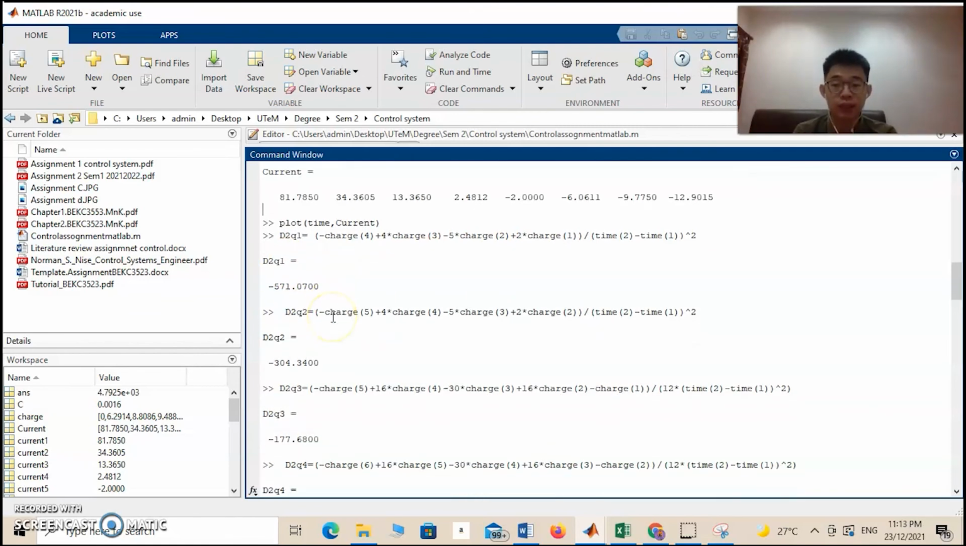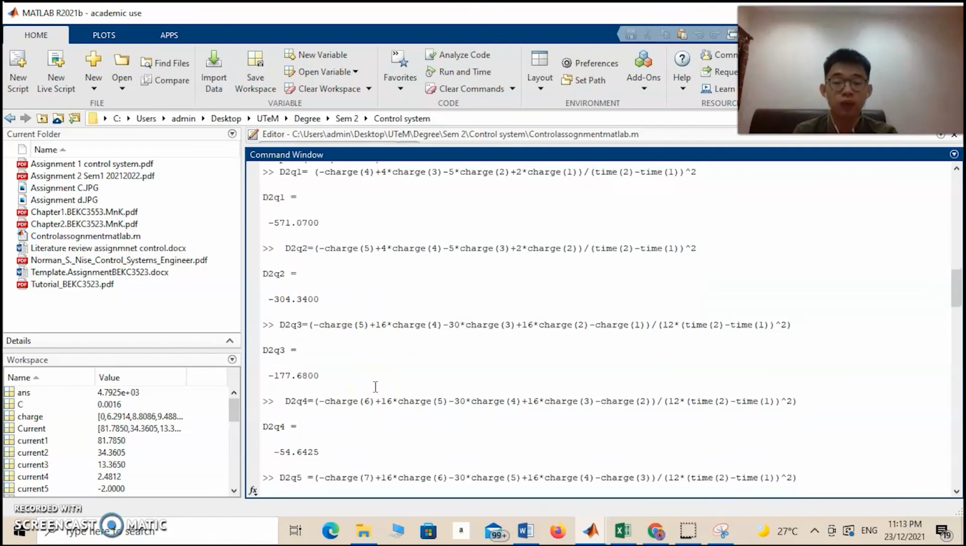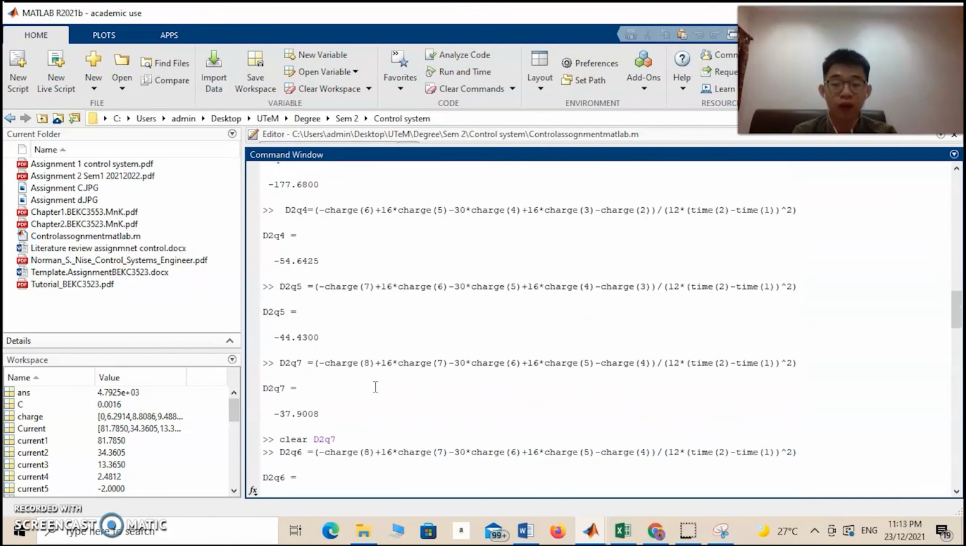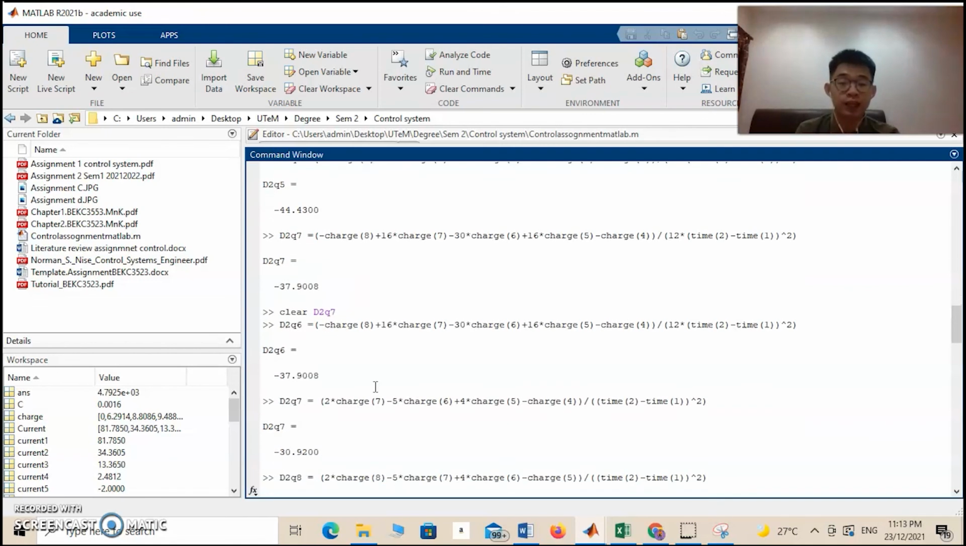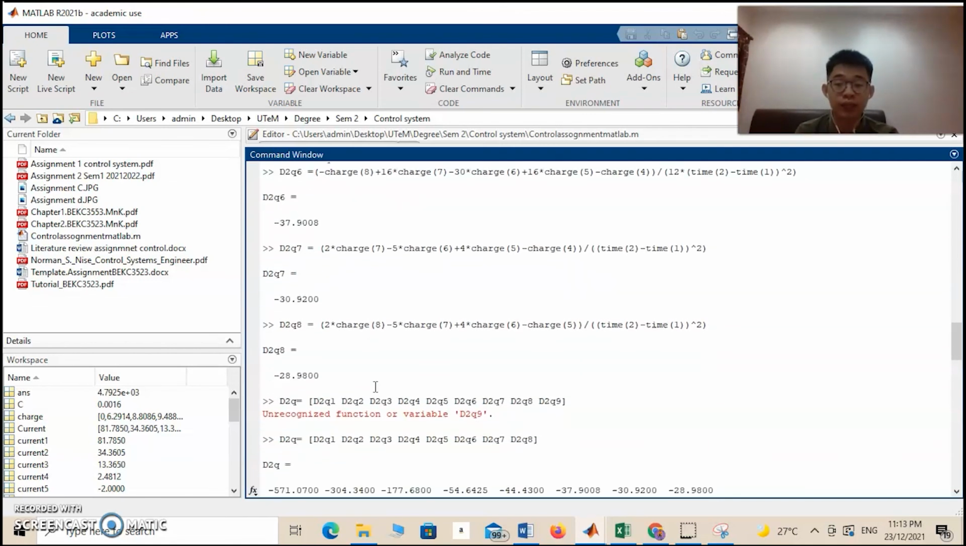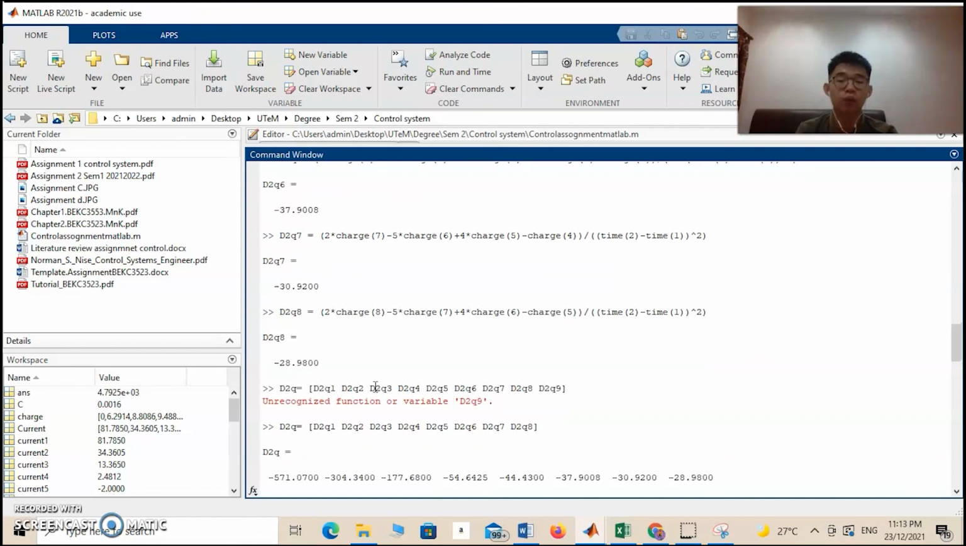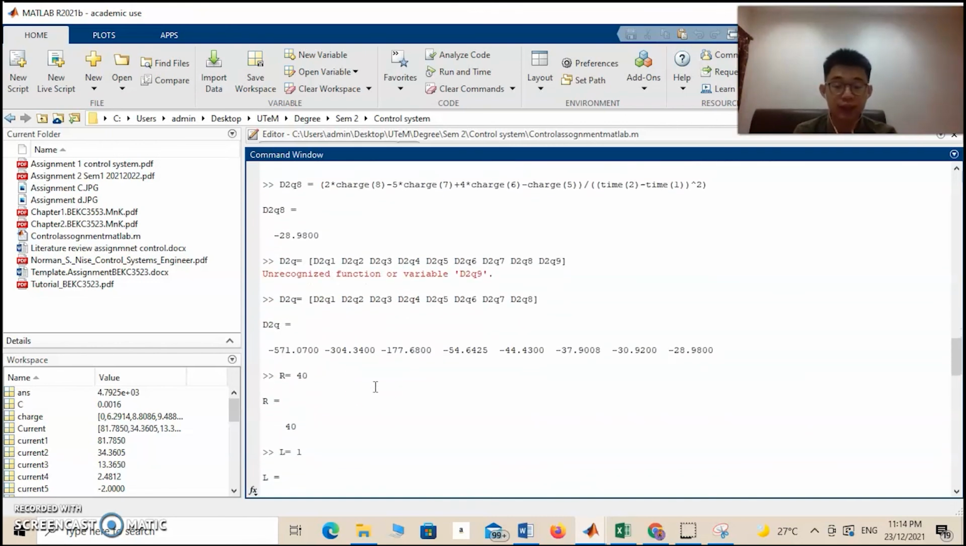Similar to just now, for D2Q1 and D2Q2, we are going to use the FDA formula. For D2Q3, 4, 5, and also 6, we're going to use the formula for CDA. And lastly, for D2Q7 and 8, we are using the formula for BDA. Now I insert all the D2Q values into an array, and here's the array obtained, which is again the same as the answer obtained from Excel.